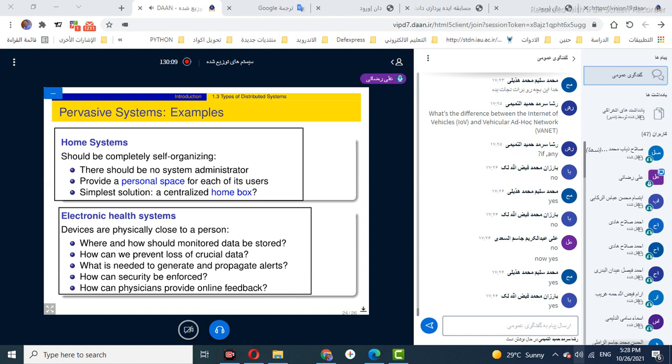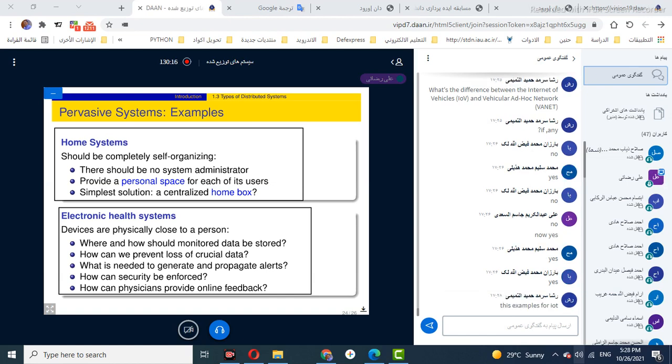Are there any questions? Or is it obvious? Yes, these examples are for IoT, for Internet of Things, and some concerns. Okay, dear Rasha Samad, you asked a question about IOV and VANET. You know, VANET is a classic term. It goes back to, I think, about 20 years ago.